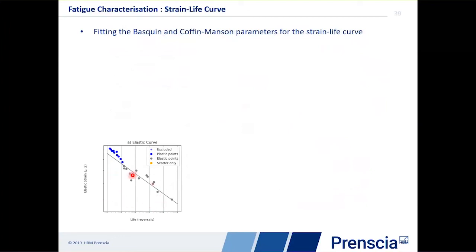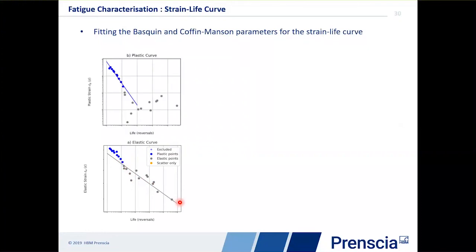So all these grey points are predominantly elastic. The blue are plastic. So in these, we don't consider the plastic points for the elastic curve. We're only considering the elastic points in the elastic curve. We fit this curve through there, and that becomes the elastic part, the Basquin part of the equation.